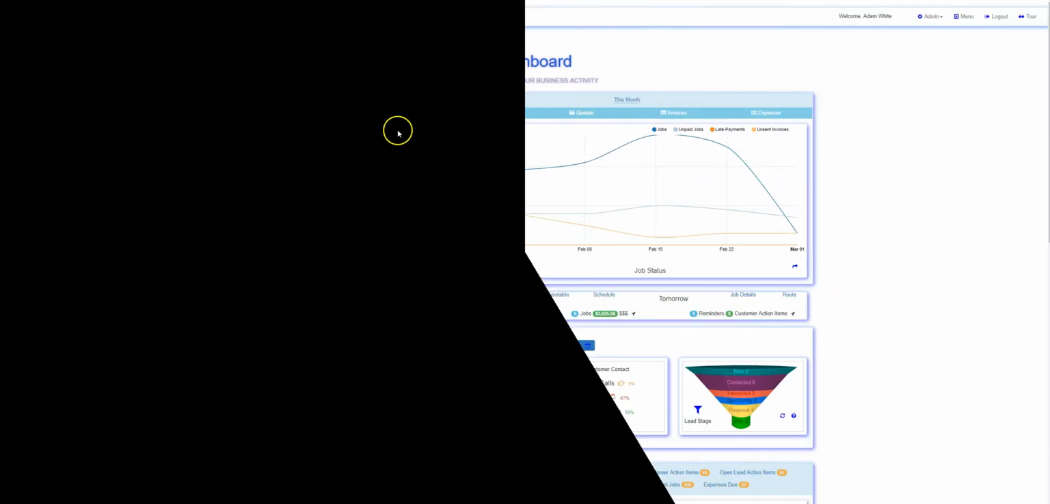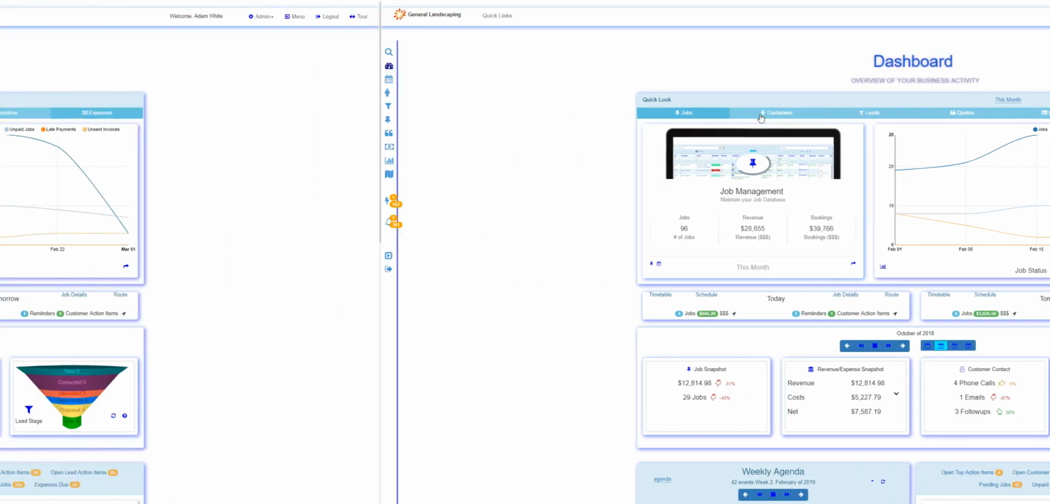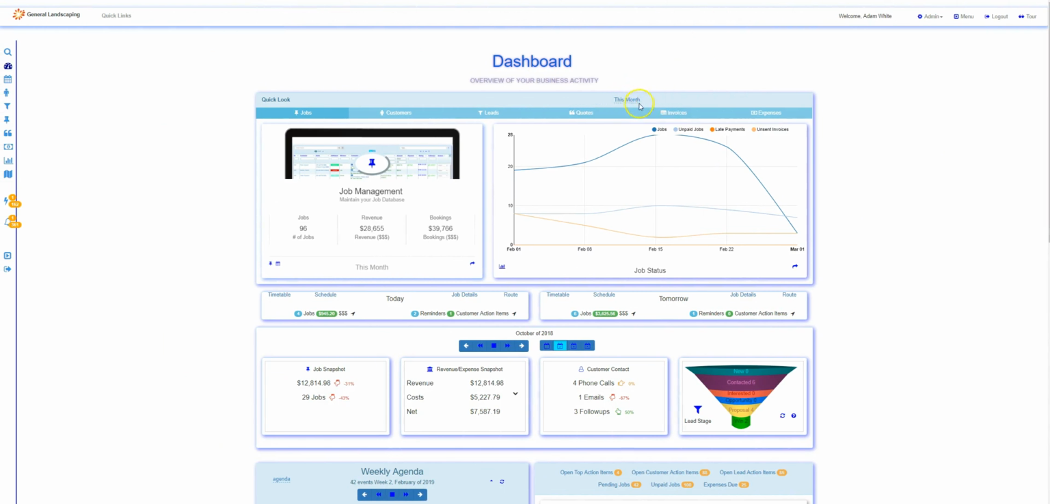So now let's check out the Quick Look feature. That's this top portion of the dashboard. Notice first that there's 6 sections. There's jobs, customers, leads, quotes, invoices, and expenses. We'll show you each of these in turn. Notice also that there's a time frame that we're considering. It's set up to only look at information for this month.